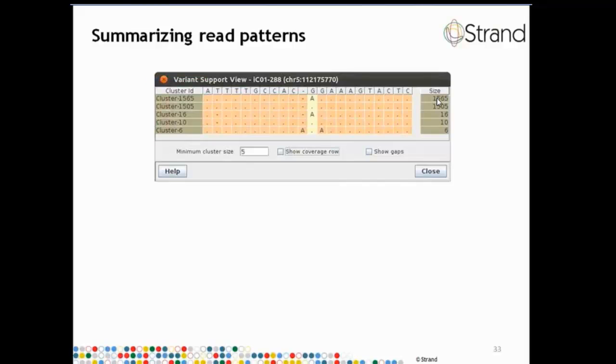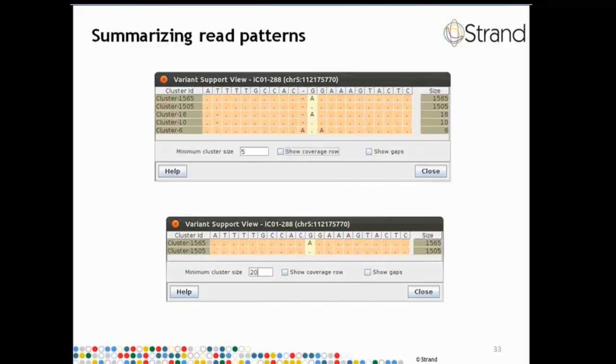The top 2 clusters dominate. The first cluster corresponds to the variant allele because there's a G in the reference and there's an A for all the reads in that particular cluster. The second cluster matches the reference allele, it has a G. Then you have a few smaller clusters of size 16 and 10 and 6 and so on. If you want to eliminate the smaller clusters, we simply need to change the minimum cluster size, and then we get only 2 dominant clusters. So this is a very easy way of verifying the cleanliness of the neighborhood of a SNP.